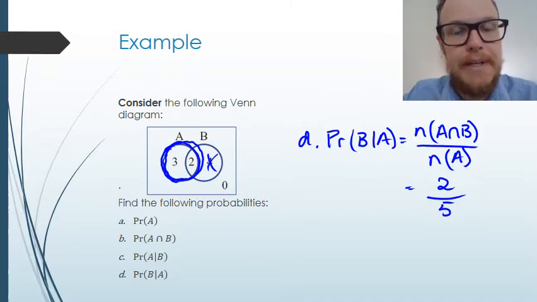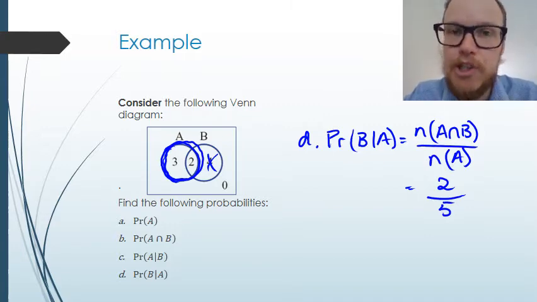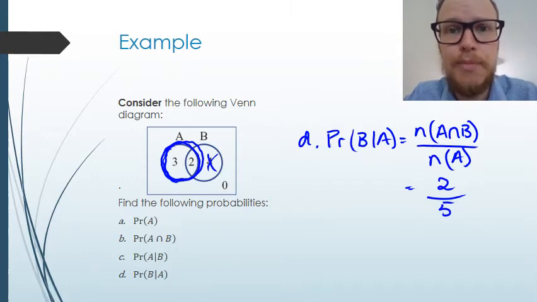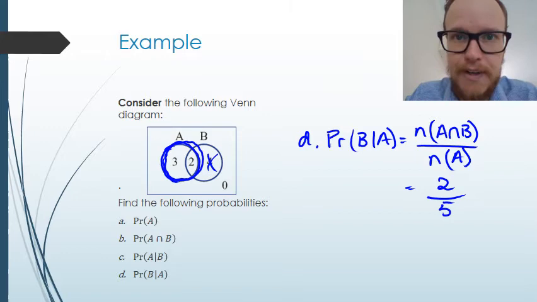So remember, our learning goal for today was to determine how we can look at conditional probability, that is the probability of one event occurring given that another event has already occurred.